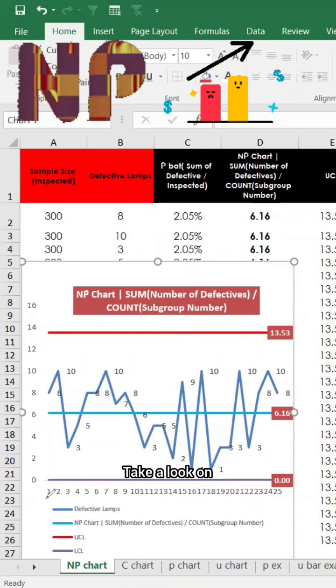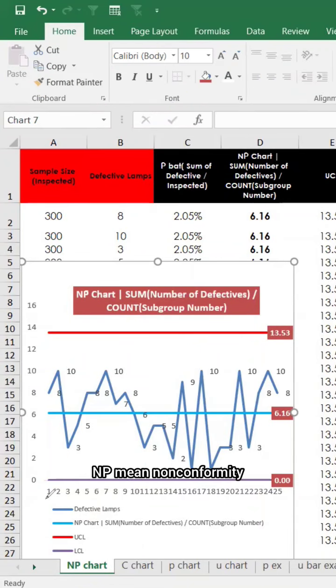Take a look at another control chart called the NP chart. NP means non-conformity product, or non-conformity proportions, you can call it. This comes from attribute or discrete data type. And when you have attribute data, discrete data, and defective data, the NP chart is used.